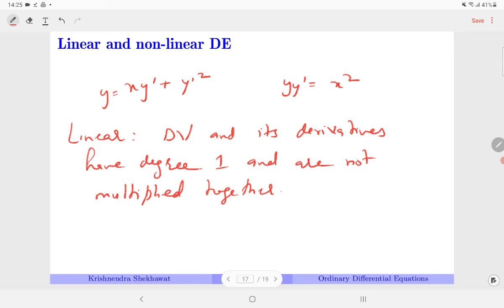For example, a linear differential equation is y double dash plus 3y dash plus 3y is equal to 2x square. This is a linear differential equation, while the above two are non-linear differential equations. So in this course, we would be focusing on ordinary linear differential equations.